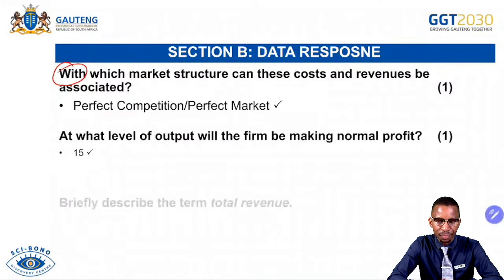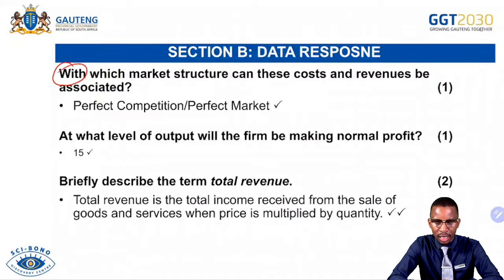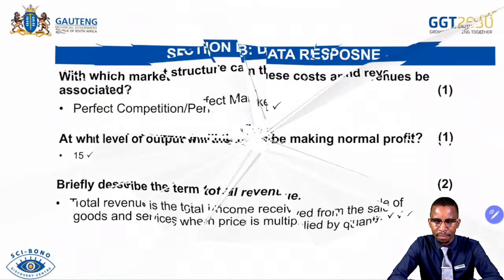That is 15. Briefly describe the term total revenue. That means total revenue is the total income received from the sale of goods and services when price is multiplied by the quantity. Then we continue.